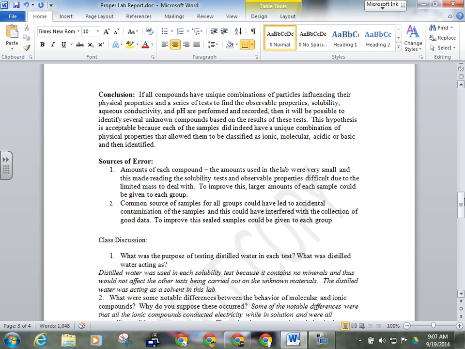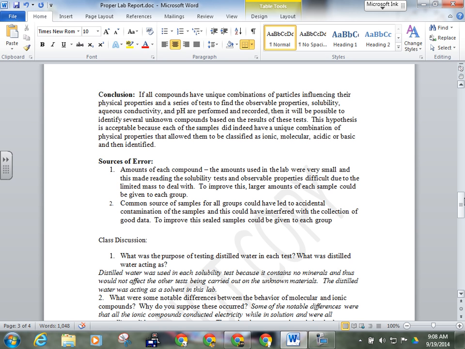All right, so this hypothesis is acceptable because each of the samples did indeed have a unique combination of physical properties that allowed them to be identified as ionic, molecular, acidic, or basic, and then identified. So I said, here's my results. They are what I predicted, therefore I can accept the hypothesis.